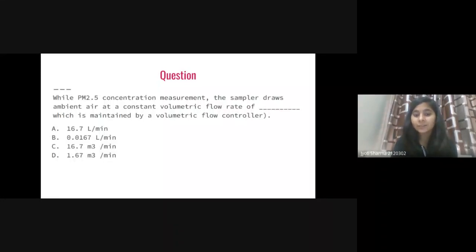Because if we have the flow rate and we have the time, we can calculate the volume. After that, with the mass and the volume, we can calculate how many grams per meter cube the concentration is in the atmosphere. So that's why we need the flow rate, and that should be constant so that we can calculate the volume of our gas or the particulate matter very easily.